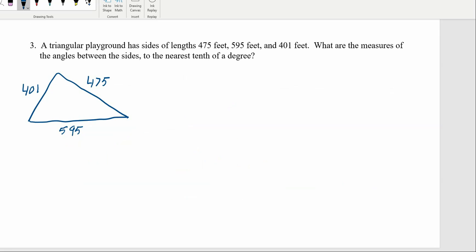Okay, number 3, I went ahead and just drew the triangle. It gives us all 3 lengths. So this is a side, side, side. So we cannot use the law of sines. We have to use the law of cosines. And remember, once we use the law of cosines, we can go right to the law of sines to find anything else. So just label this anything you want. Doesn't really matter. Pick any angle that you want.